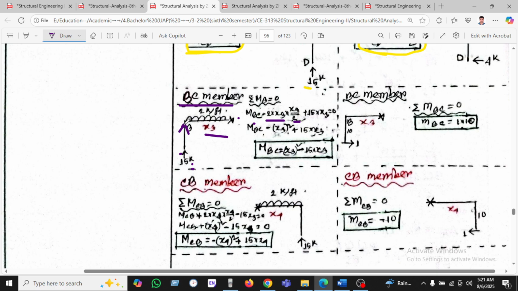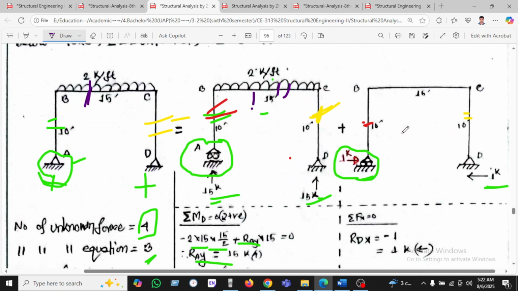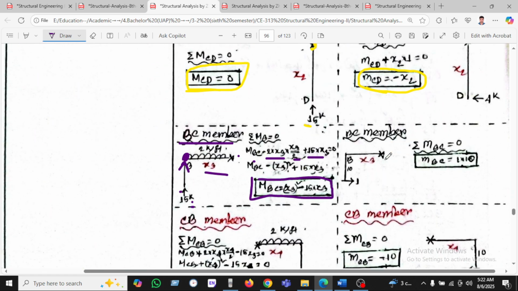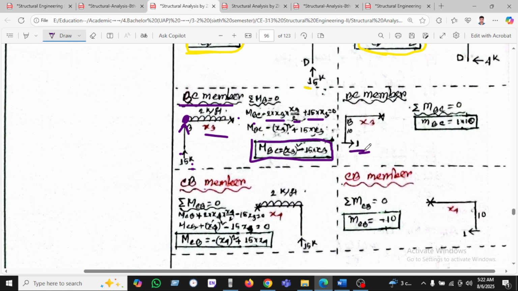It comes to this node or point, and 15 into x3, and the final equation will be here. For the BC member portion, we are seeing one load here. We're just cutting here, x3 into 1 into 10. The 10 is here, the MBC is here.